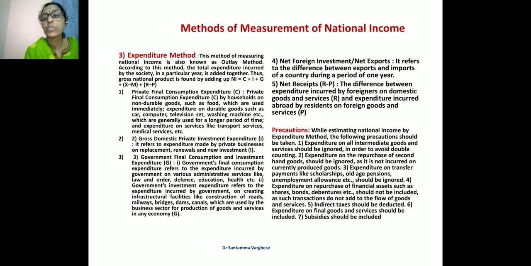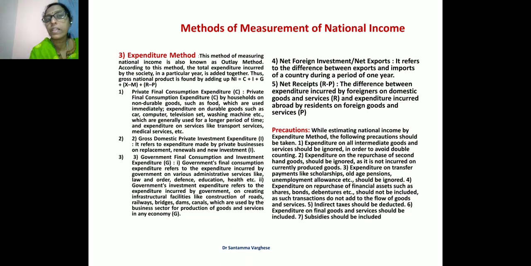This method is also called the outlay method. According to this method, the total expenditure incurred by the society in a particular year is added together. Income can be spent either on consumer goods or on capital goods. Thus, we can get national income by summing up all consumption expenditure and the investment expenditure made by all the individuals, firms as well as the government of a country during a year.